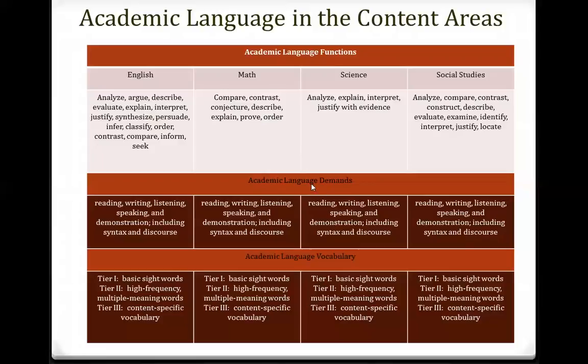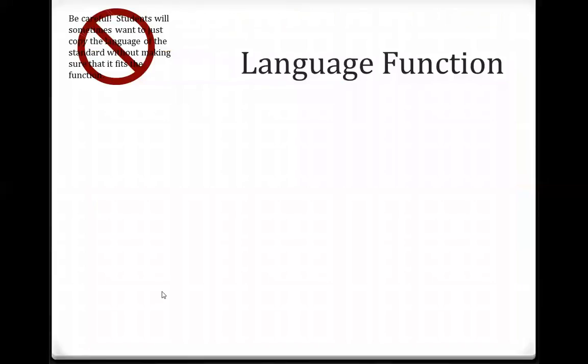When we talk about academic language demands, you'll see that reading, writing, listening, speaking are the same across the content areas, but also we need to be aware of discourse and syntax, which we'll get to in just a minute. And finally, academic language vocabulary also falls under the language demands, but these are those tier 1, tier 2, and tier 3 vocabulary words that students need to be familiar with. So let's begin to look at each one of these specifically.